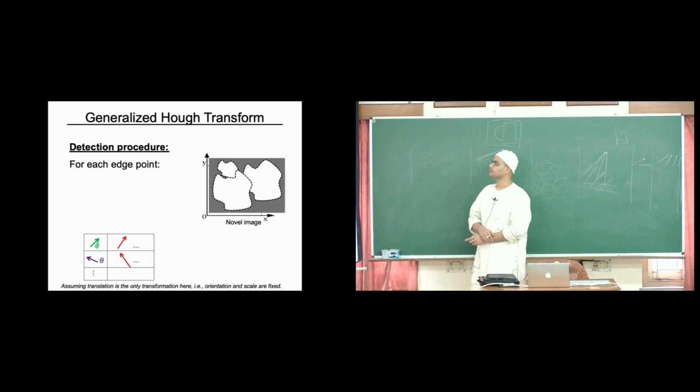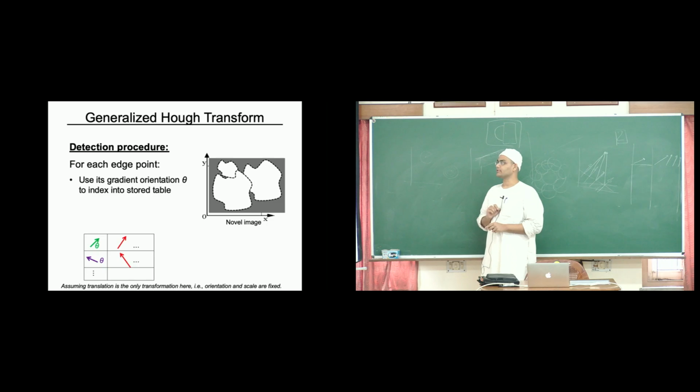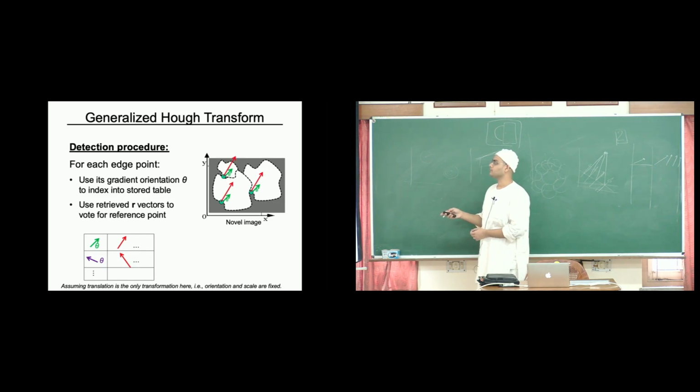now this is the image, the pattern you are looking for in this image. What you have to do is, for each point, use its gradient orientation theta to index into the stored table. For example, for this point the gradient direction is in this way. Get the gradient direction, and now for each displacement vector give 1 vote. For this point, this point, this point, they have the same theta. So you just apply the same displacement vectors for these.